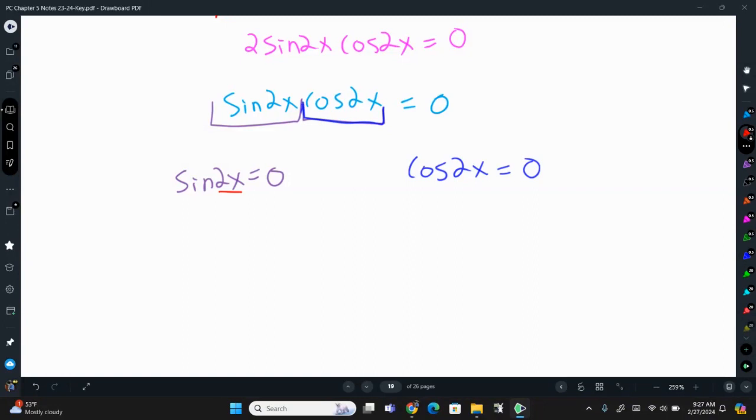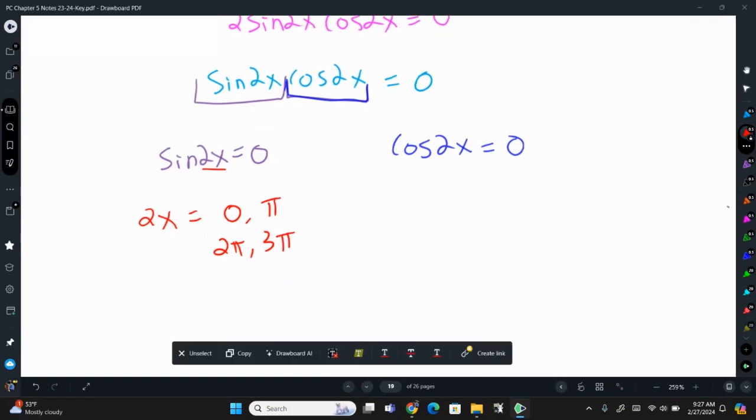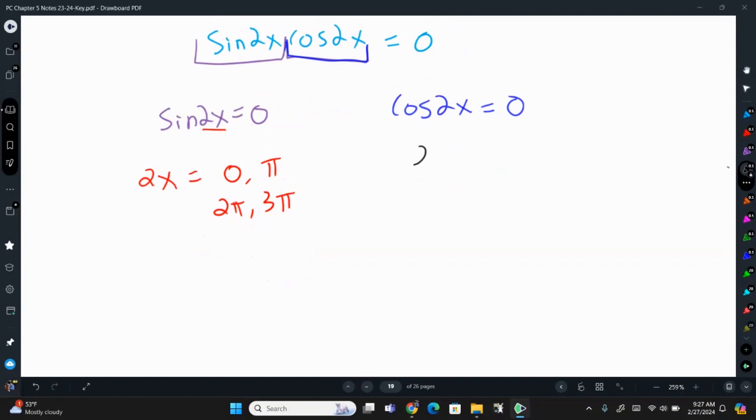So when is sine equal to 0? That is at 0 and pi, but remember that 2x means we need to go around twice. So 2 pi and then 3 pi. And then when is cosine equal to 0? Well, cosine is equal to 0 at pi over 2 and 3 pi over 2. And again, because it's 2x equals, we have to go around the circle again, so add 2 pi. So 5 pi over 2 and 7 pi over 2.